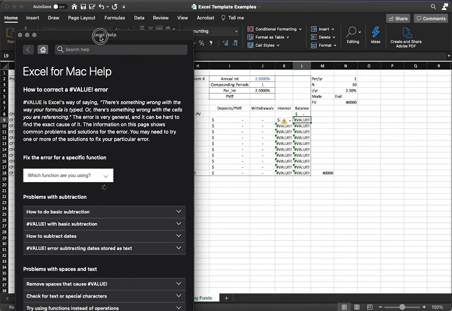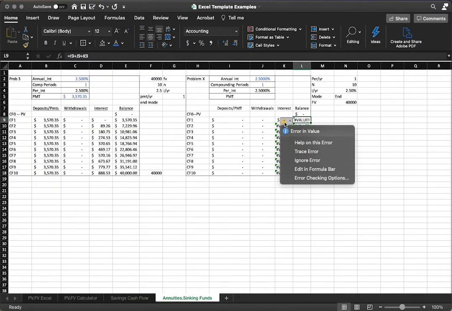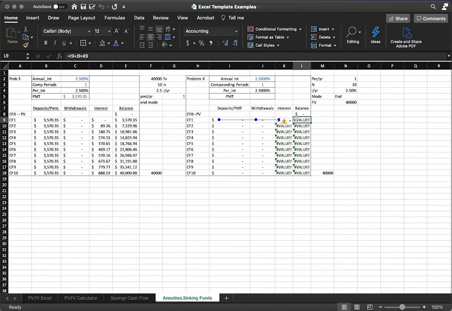Okay, I'll bring this into the view. A hashtag value is Excel's way of saying there's something wrong with the way your formula is typed, or there's something wrong with the cells you are referencing. The error is very general and it could be hard to find the exact cause of it. Okay, so that at least gives us an idea. Let's trace error. Okay, it's saying that it's in these cells and it probably has to do with not having values in here yet.